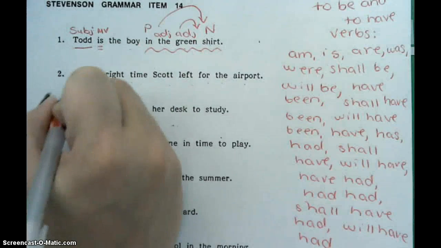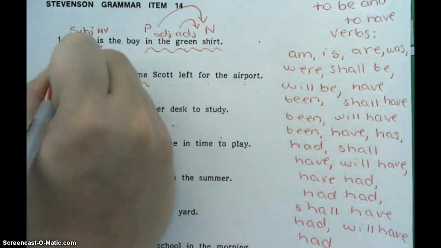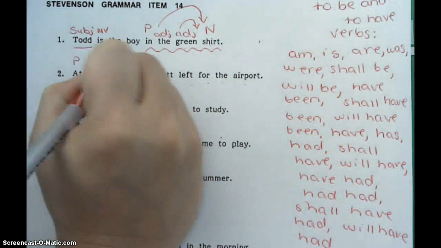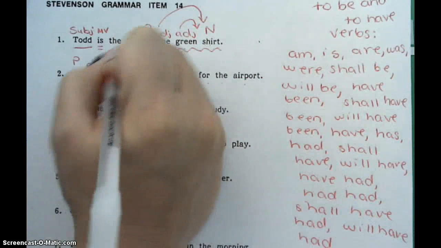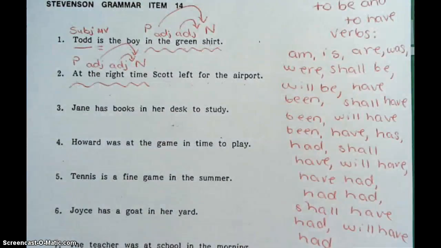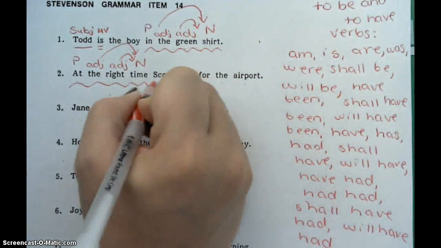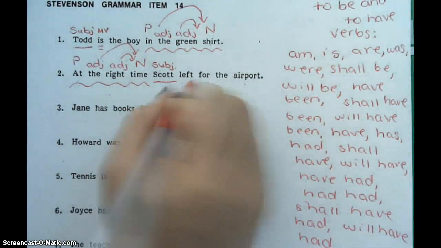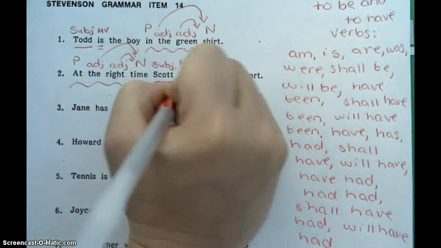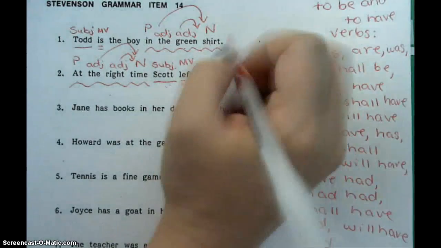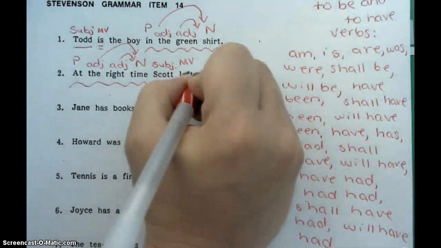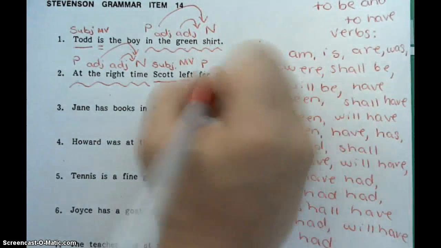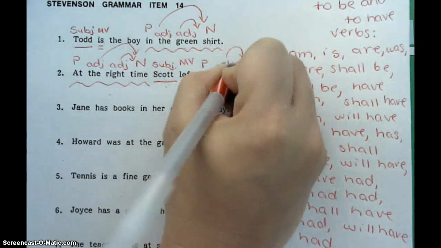Okay, next one. At the right time, Scott left for the airport. At the right time is a prepositional phrase, so we wiggle. At is our preposition. Time is our noun. And then again, we have 2 adjectives. So I'm going to draw an arrow for both towards the noun. Okay, next. Scott left. Scott is our subject here, so I'm going to put 1 underline and write subject. And we have left, which is a verb, action verb. And we're going to double underline it. For the airport, so I'm going to wiggle because we know that's a prepositional phrase. For is the preposition. Airport is the noun. And the is the adjective.